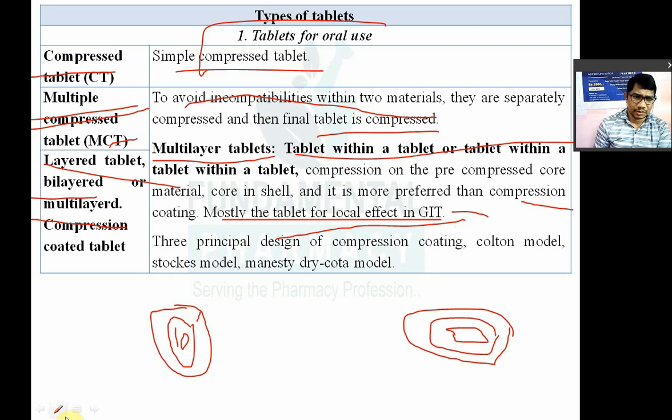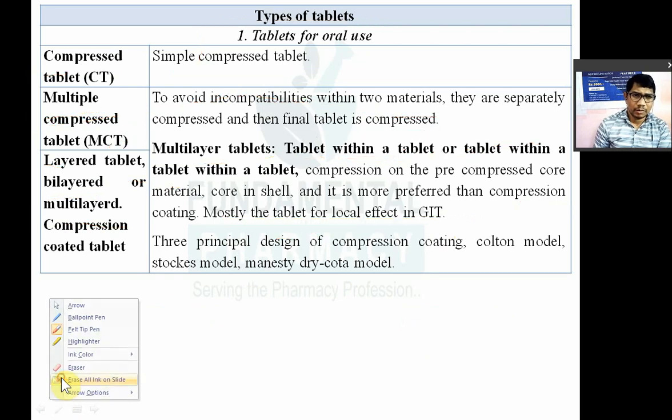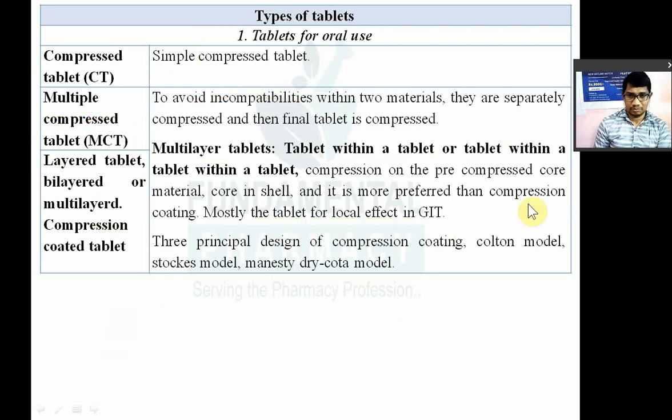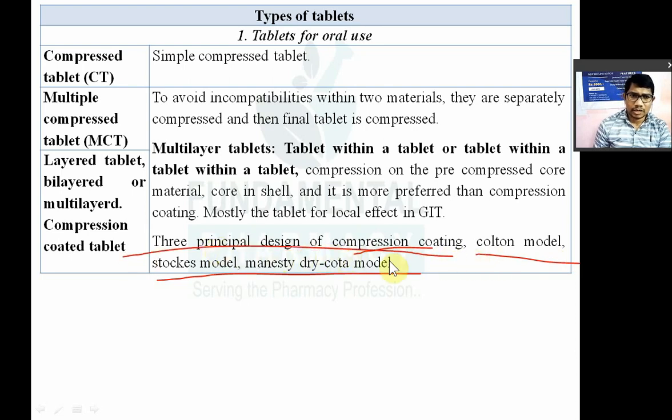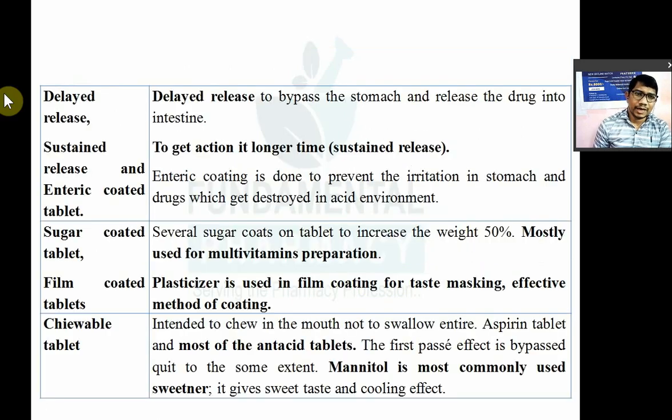Now there are three principles for making of this multiple compressed tablet. So compression coating is one method, Colton model is another method, Stokes model is there, and mesentery terracotta model is there. So principal design of compression coating. Compression coating के लिए तीन मेथड, there are three models. Three principal designs of compression coating. Colton model is there, Stokes model is there, and mesentery terracotta model is there. मशीन के नाम हैं.